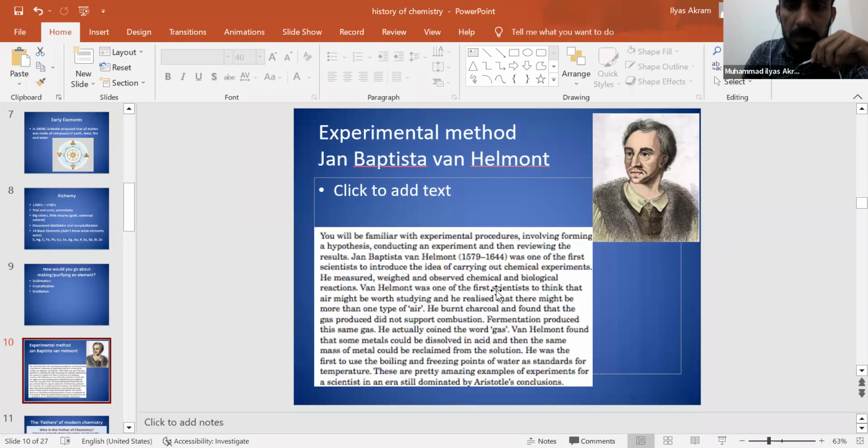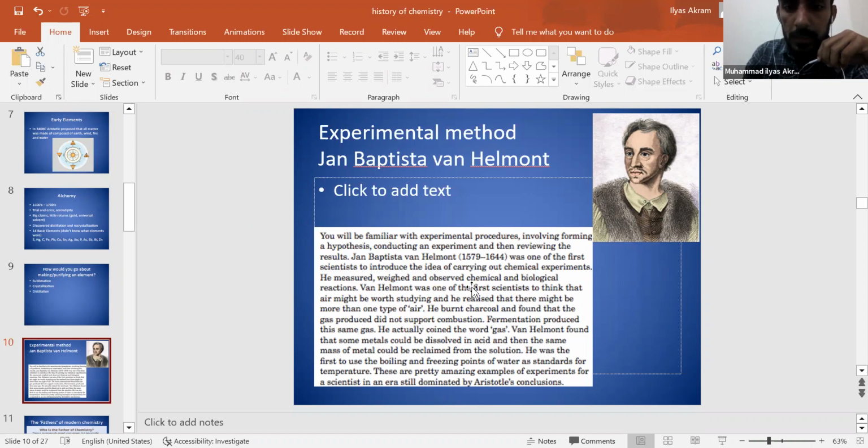Van Helmont was the first scientist to think that the air might be worth studying, and he realized that there might be more than one type of air. So he claimed that the air is a mixture of different substances, and we know that the air is a mixture of different gases, as air consists of oxygen, carbon dioxide, helium, nitrogen gas, sulfur dioxide. Different types of gases can be the constituents of air.